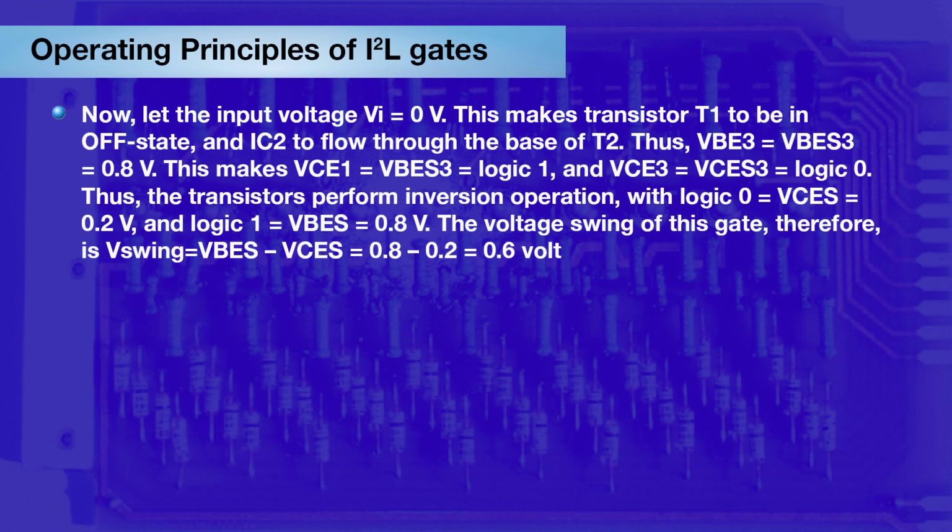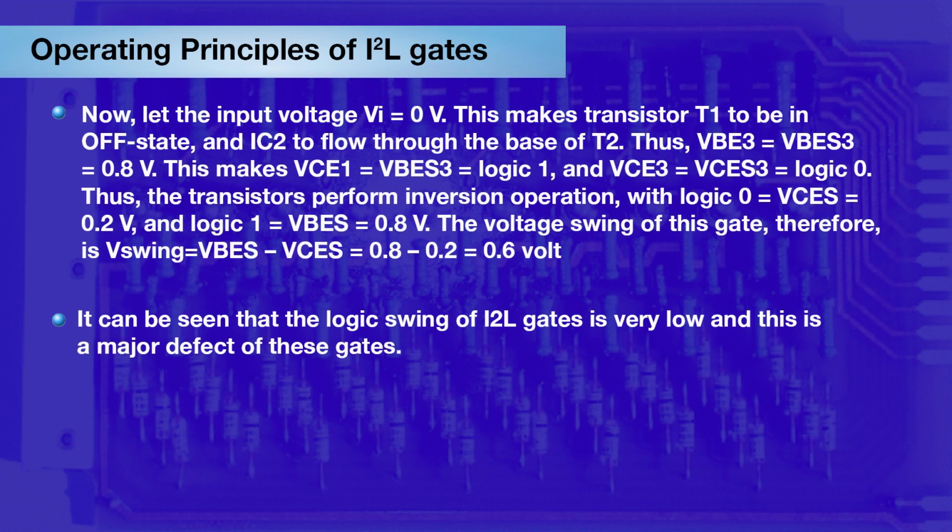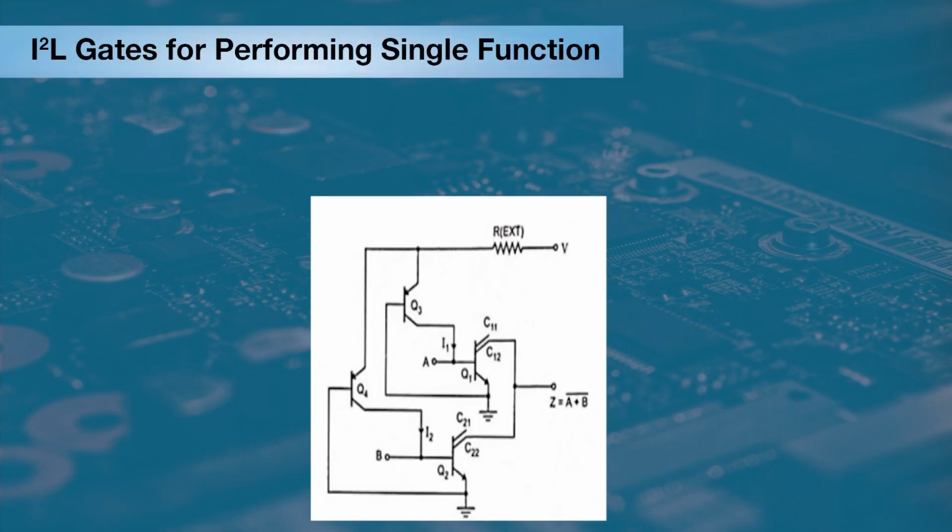The transistor performs an inversion operation. With logic 0, VCES equals 0.2 volt. With logic 1, VBES equals 0.8 volt. The voltage swing of the gate is therefore V swing equal to 0.6 volt. It can be seen that the logic swing of the I2L gate is very low, and this is the major defect of these gates. I2L gates performing a single function.